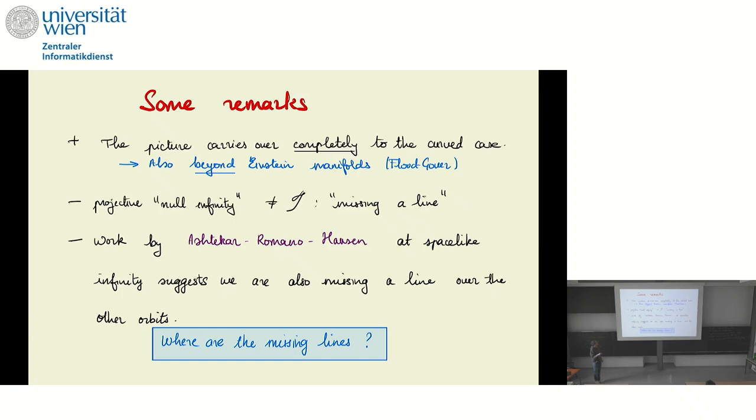As I also remarked, we're missing a line over, so the null infinity we're getting here isn't the normal null infinity from scri. We're missing a line over it. And work by Ashtekar, Romano, and Hansen, that you probably know better than me on the physics side, also suggests that we're missing a line over the other places too. So the question is, where are all these missing lines? Can we find them?